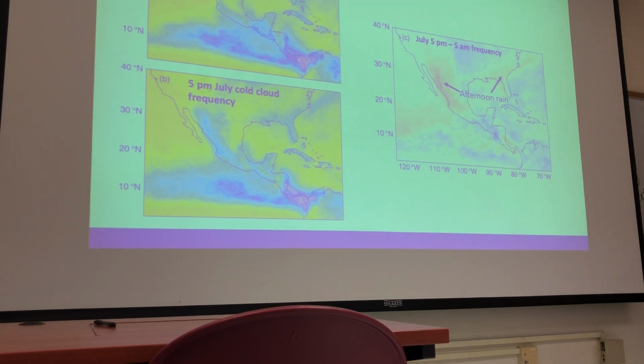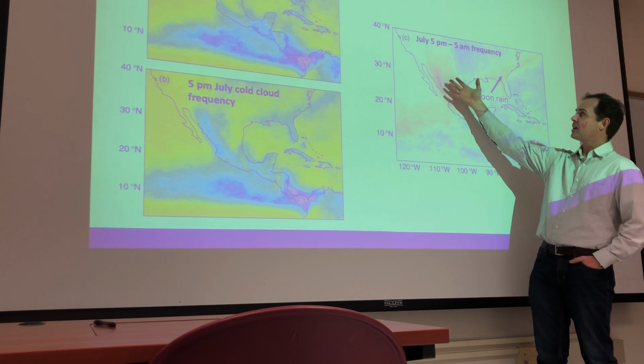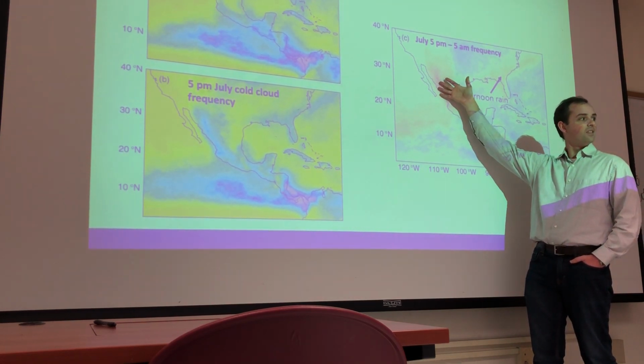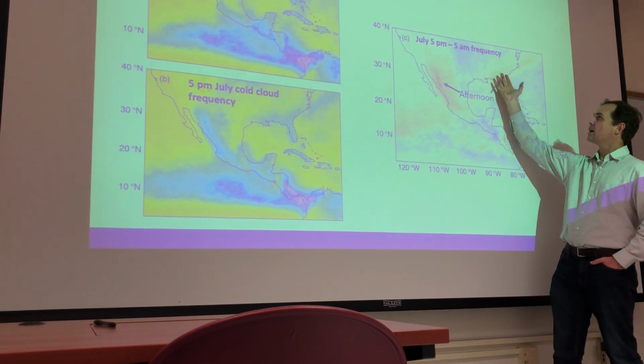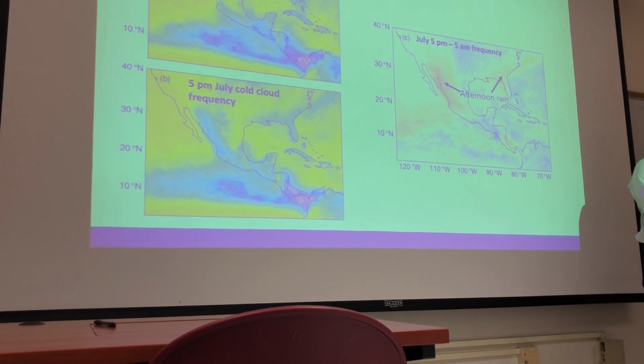Oh, and the other thing that I labeled on here, but didn't say, is as a result of having more clouds in the afternoon, it's kind of obvious then you're going to get more rain in the afternoon as well. So this portion of Mexico, the southeast US, we're much more likely to get rain in the afternoon than we are at 5 a.m.